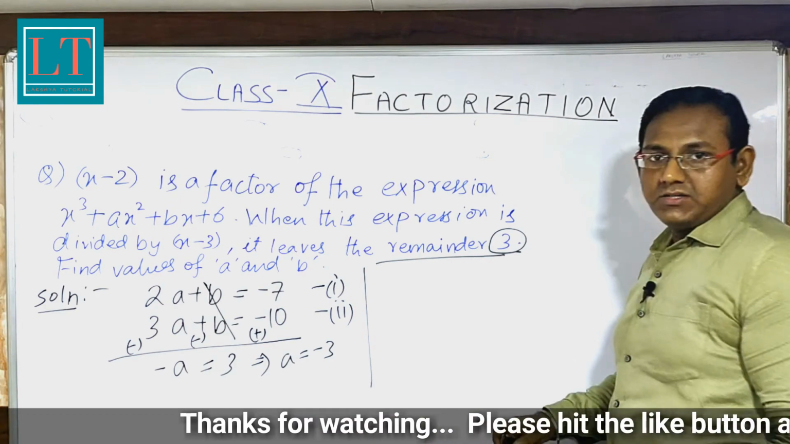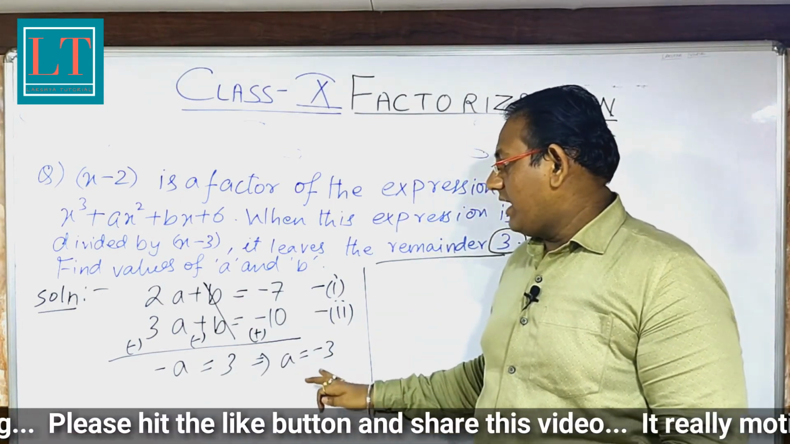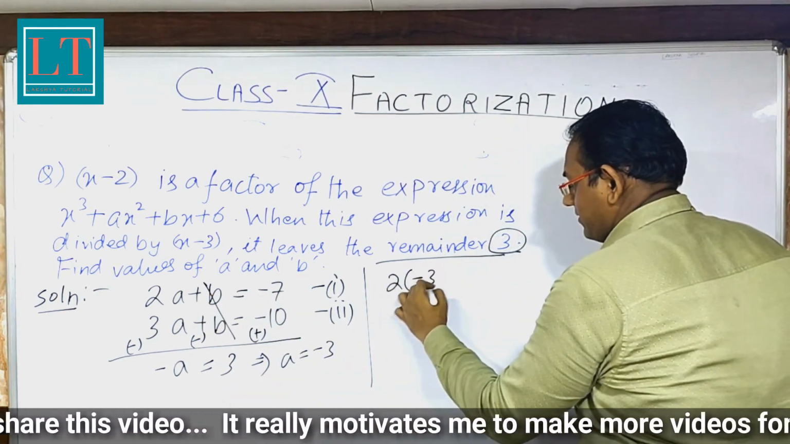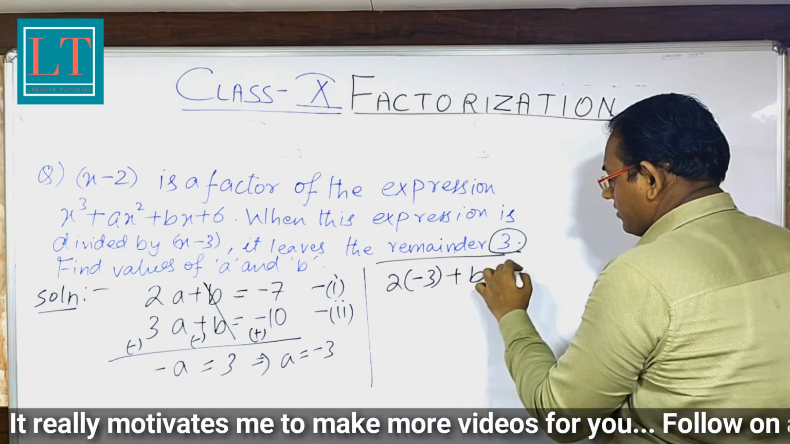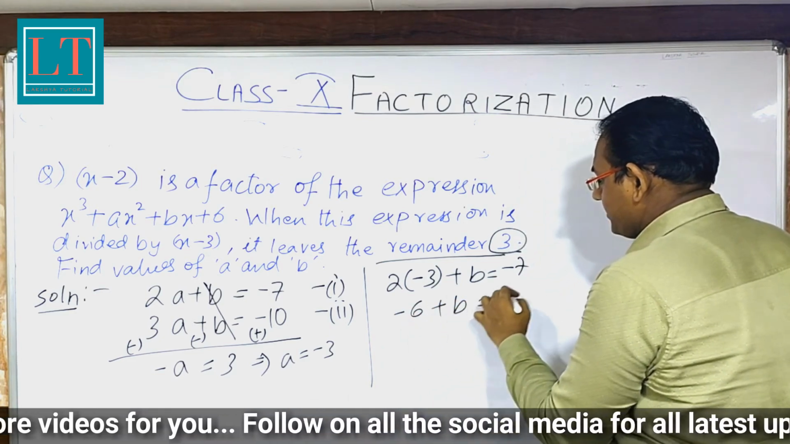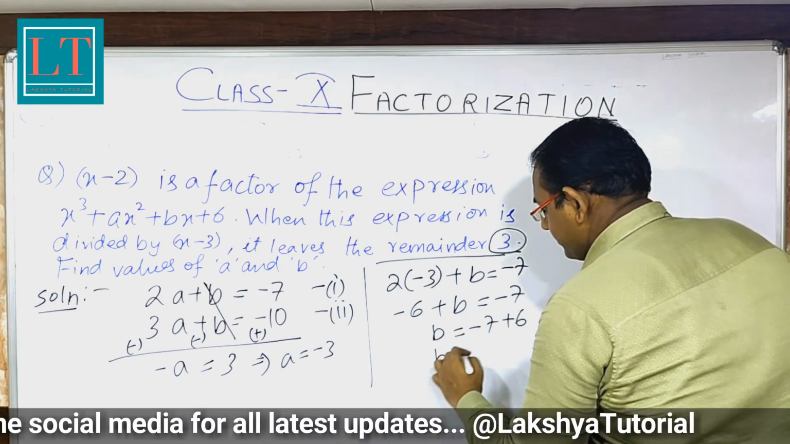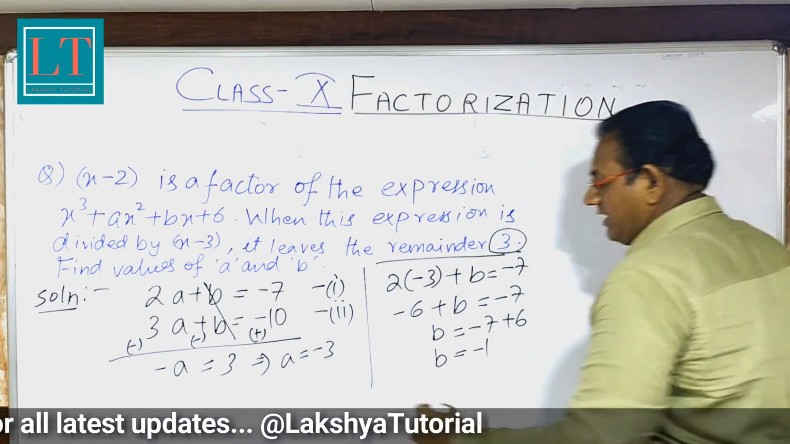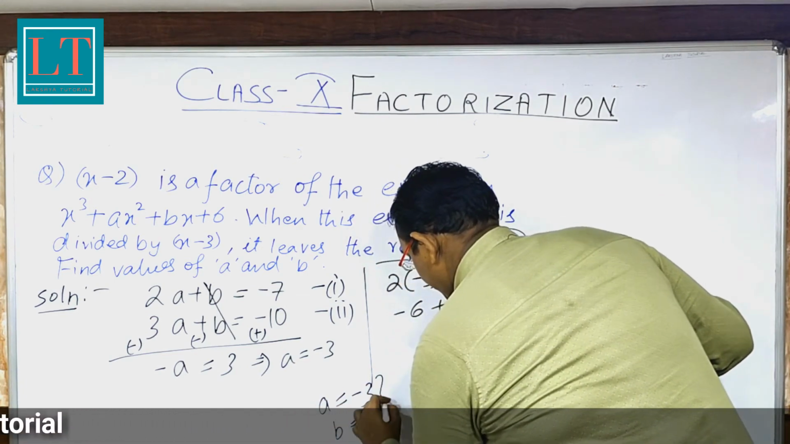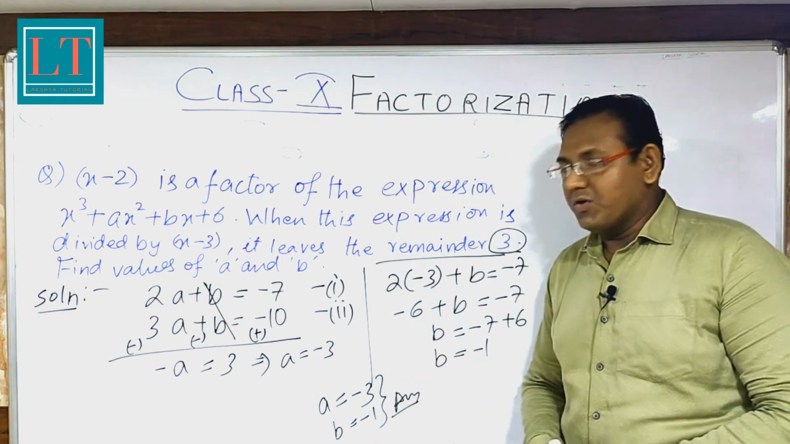Now the next step is to put the value of a in any of the given expressions. We are putting the value of a in expression 1. So 2 into bracket minus 3, plus b, equals minus 7. If you open the bracket, we get minus 6 plus b equals minus 7, or b equals minus 7 plus 6. That means b equals minus 1. So we get a equals minus 3 and b equals minus 1. These two are the answers, because we needed to find the values of a and b.